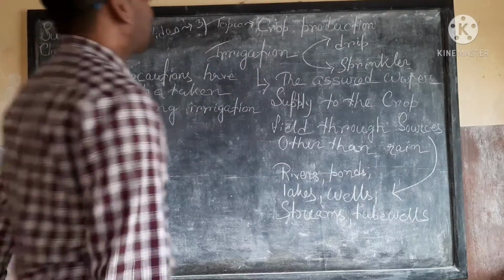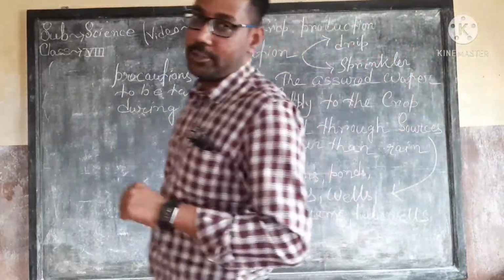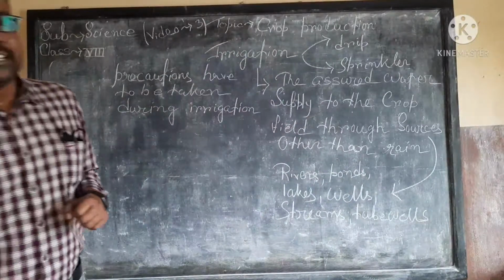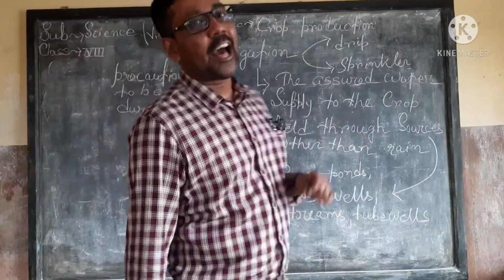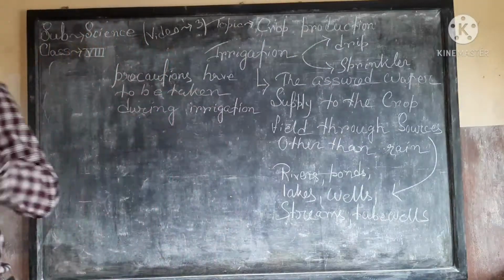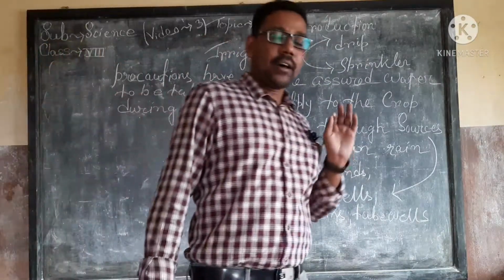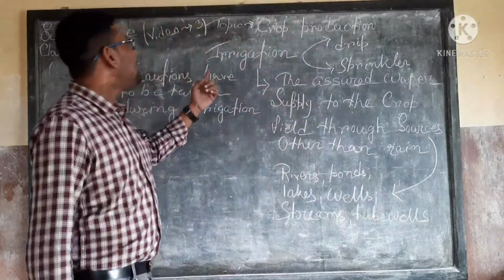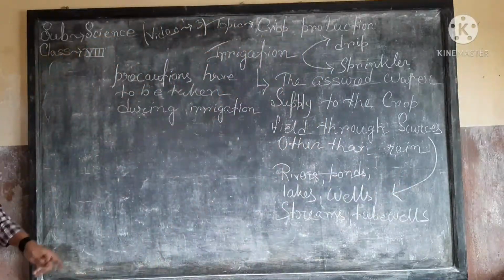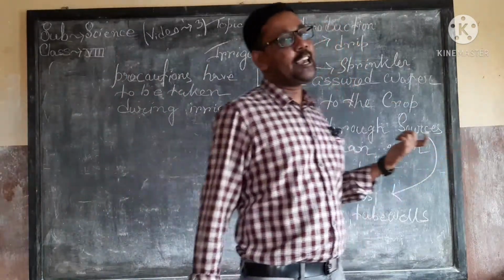Hello everybody, this is our third video on the same topic, crop production. Today in this video we will discuss another important aspect of crop production. The name of this important aspect is irrigation. So what is irrigation? What is the definition of irrigation?